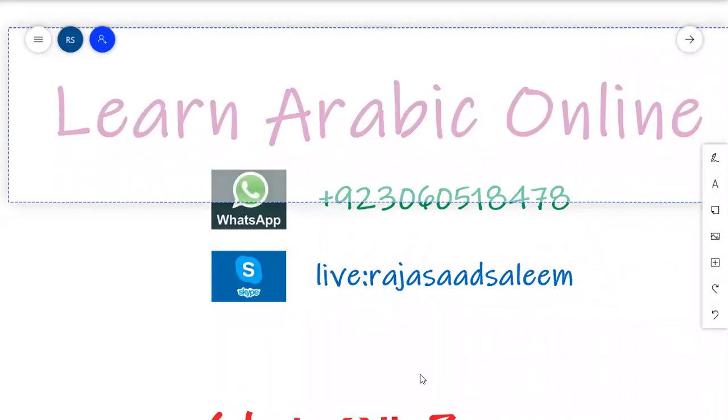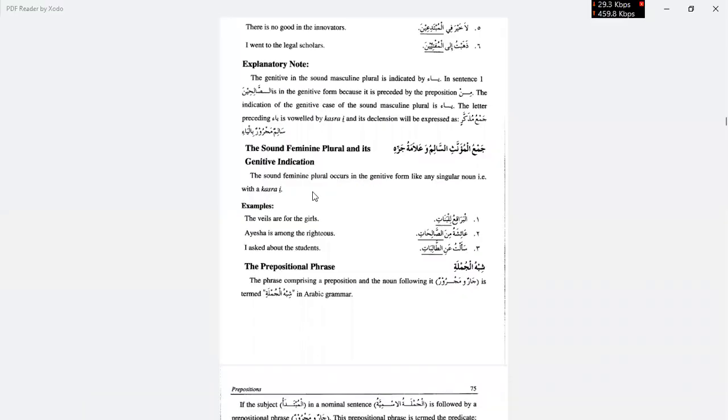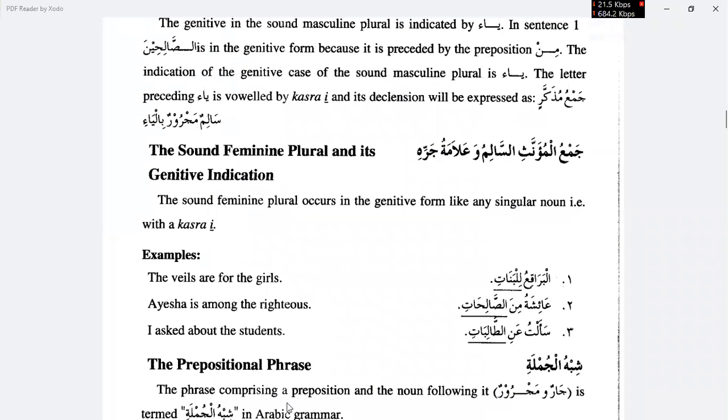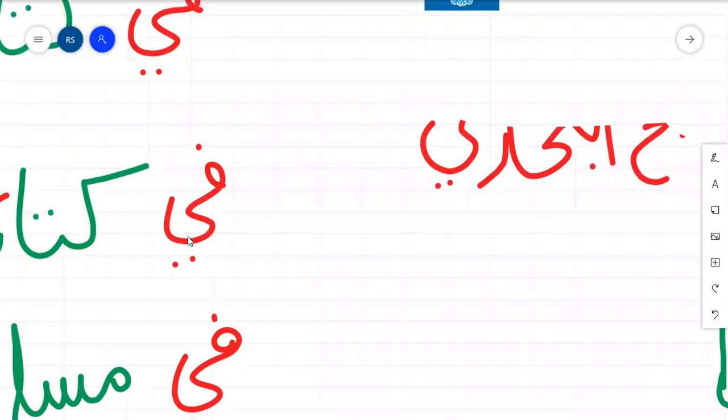Bismillah ar-Rahman ar-Rahim. Today we'll start the الجمع المؤنث السالم. You already learned about الجمع المؤنث السالم a little bit.